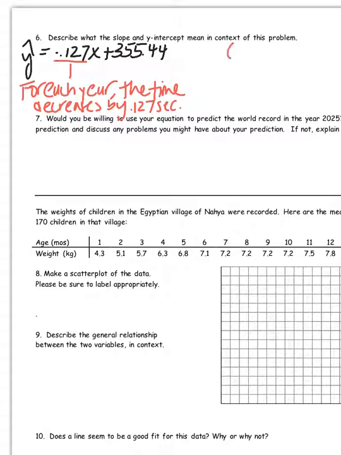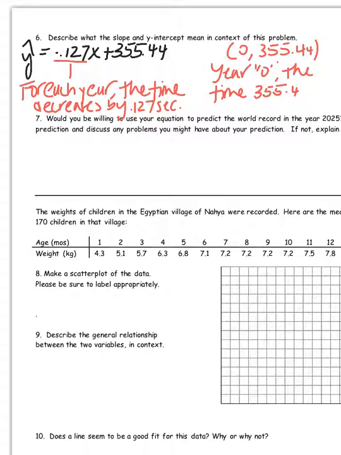The y-intercept, which is 0, 355.344, is saying that in year 0, the time was 355 seconds. I definitely don't think that that makes sense. 355 seconds is about 5 minutes, and 800 meters is about half a mile. I think most of us could run half a mile in 5 minutes. So something is off about that, and that's what we're talking about in the second section.